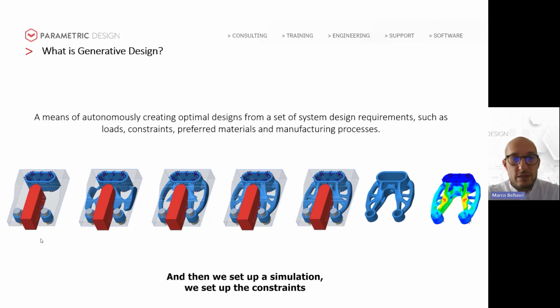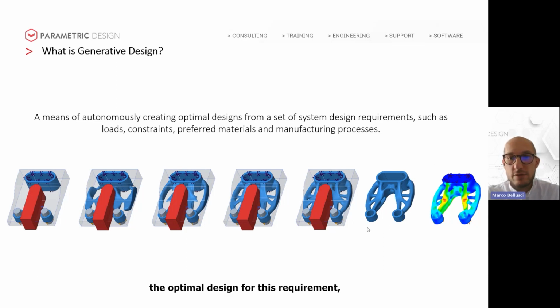And then we set up a simulation. We set up the constraints, the loads, the material, and we can also set up some constraints from a geometrical point of view related to the manufacturing process. What do we get from generative design? We get this design, the optimal design for these requirements: a shape that reduces the mass and minimizes the distortional energies. And this means that it should have the best mechanical performance considering these requirements.